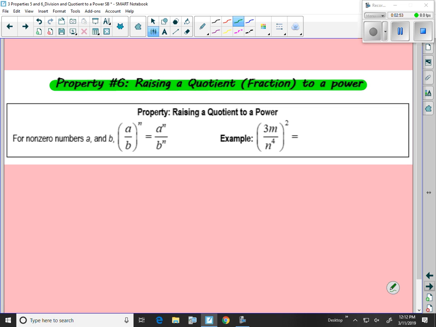So here, if I'm distributing my square, I would do 3 squared, which is 9. M to the 1st squared, that'd be 1 times 2, m squared, over n to the 8, right? Because you would do 4 times 2 for our power. Nailed it.